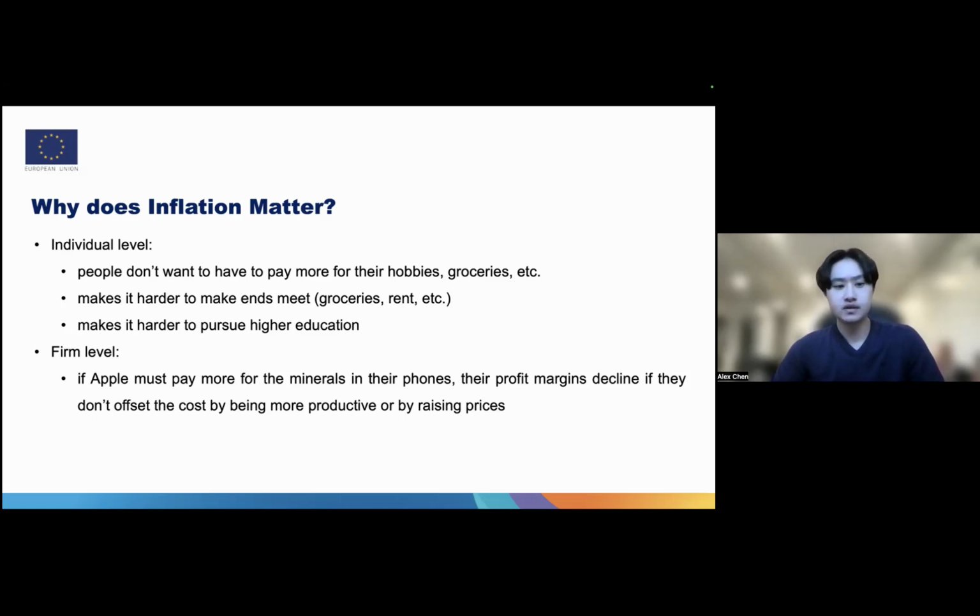And on the firm level, the classic example people look at is the supply chain. Say theoretically, if Apple had to pay more for the minerals in their phones, their profit margins would decline if they didn't offset the costs by being either more productive or by raising prices.